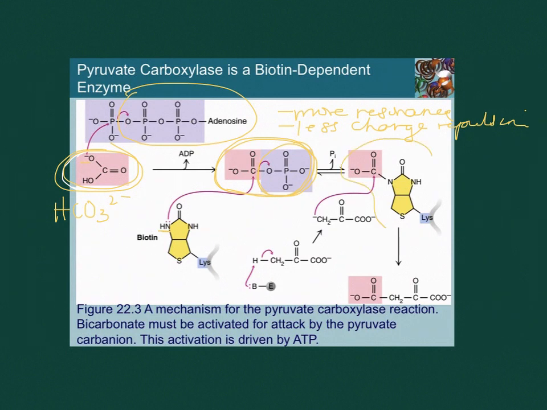Now we have our activated biotin, so to speak, with our carbon dioxide. We have pyruvate, where we've removed a hydrogen, and this is by a basic amino acid in the enzyme site. The carbon can then attack the carbonyl, and as a result, we carboxylate and we make oxaloacetate. So again, remember this reaction is driven by ATP.